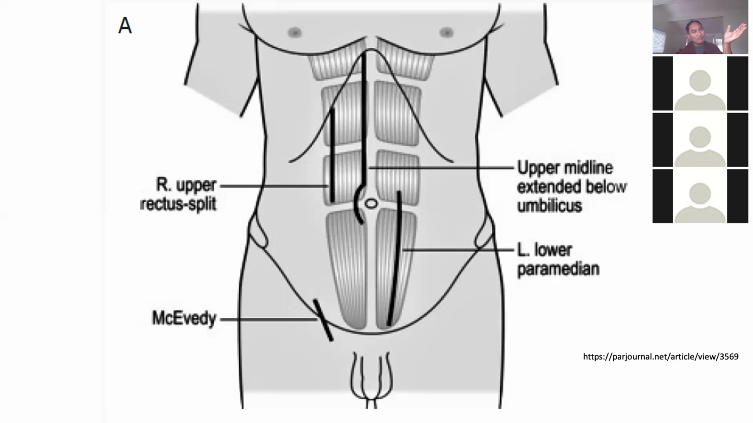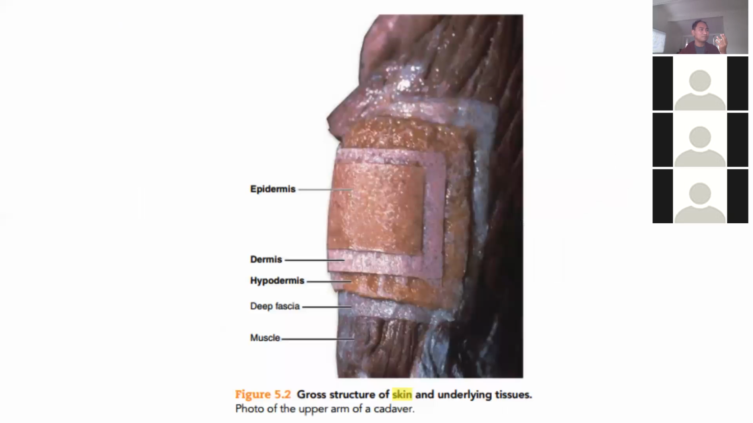So now, if you know the skin incisions, you can predict what sort of operation they have had, and you can predict what sort of organs they have under the skin, inside the abdomen. That is what we are trying to relate. That is all about anatomy.